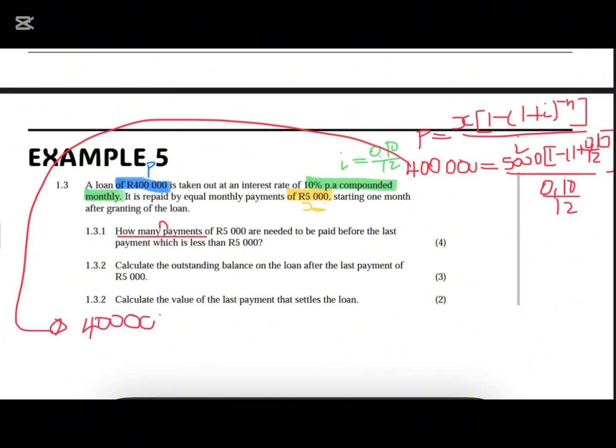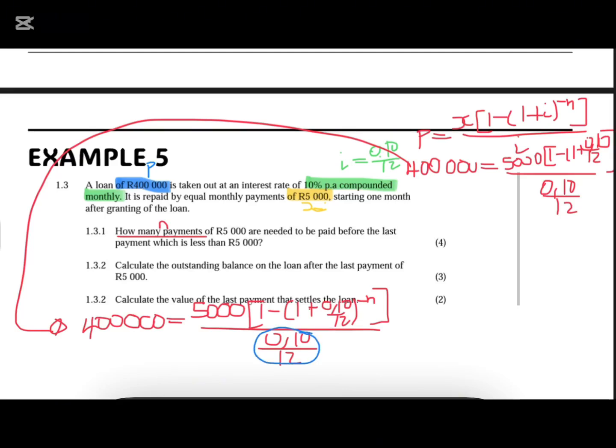Then we'll have 400,000 which is equal to 5,000 into 1 subtract 1 plus 0.10 divided by 12 to the power negative n, and then close the bracket, divided by 0.10 divided by 12. Then now in that case we can solve for n.